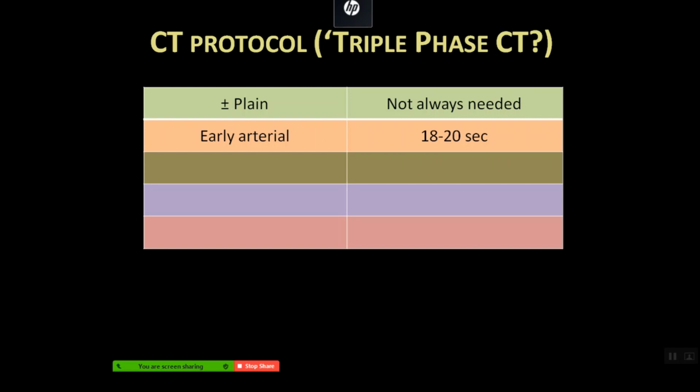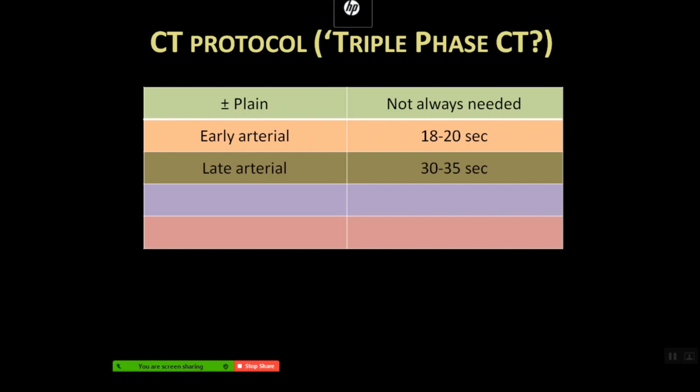Arterial enhancement you won't see so early. So this is for hepatic arterial anatomy. You may need to take this if they want to do an angio, or if they want to operate and want to see the anatomy. But usually you can also see the arteries even in the late arterial phase, so it's not always needed.